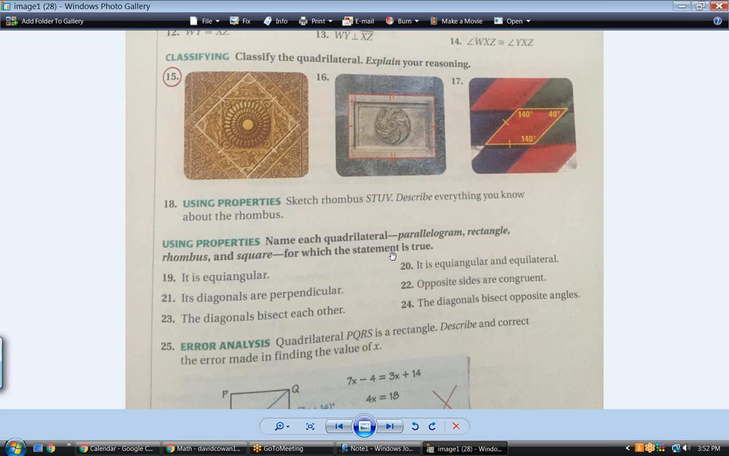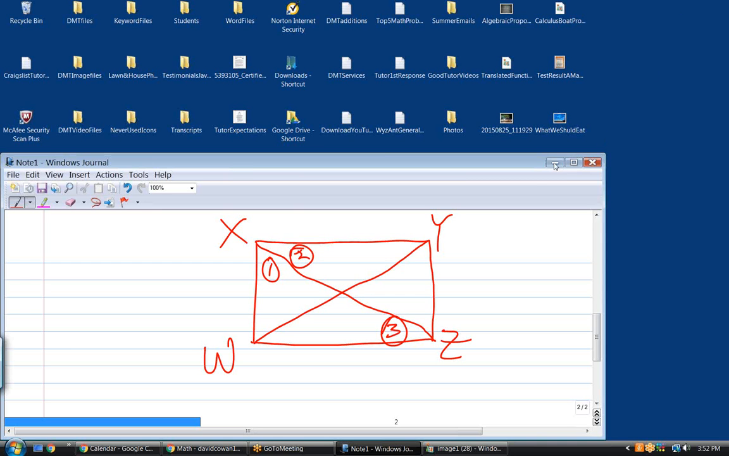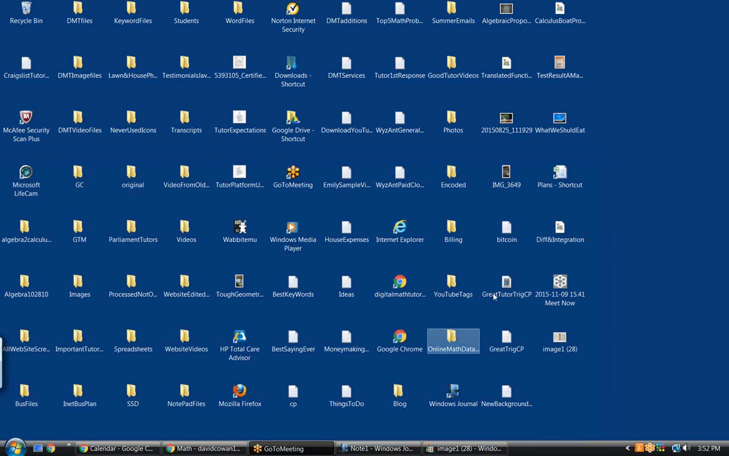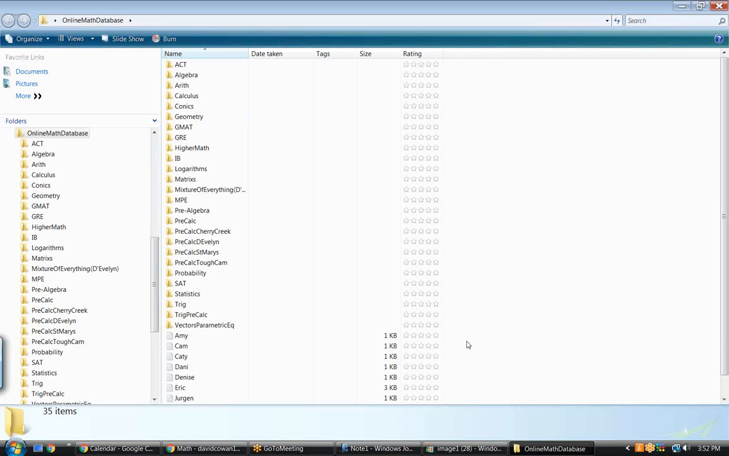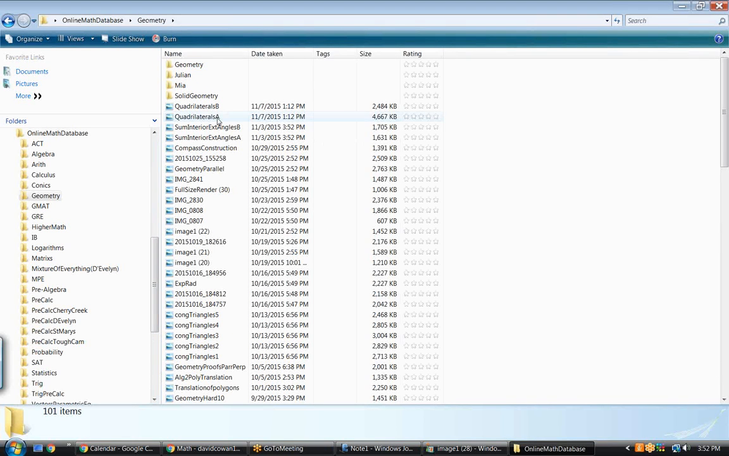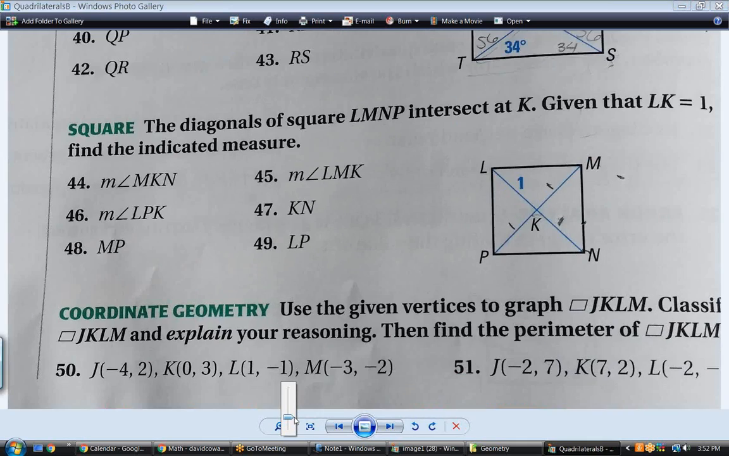All right. I have the second page to this. You want me to pull it up? Sure. Question is where do I have it? Let me see. Quadrilateral B. This is it, isn't it? I think so. Yeah, that's it.